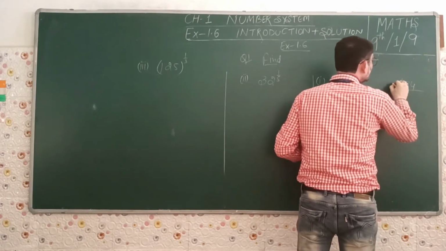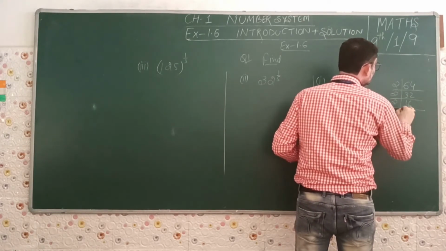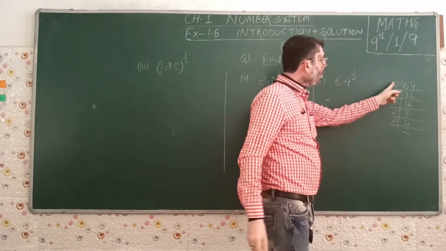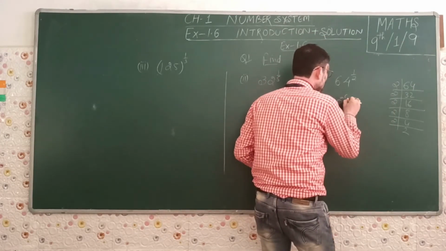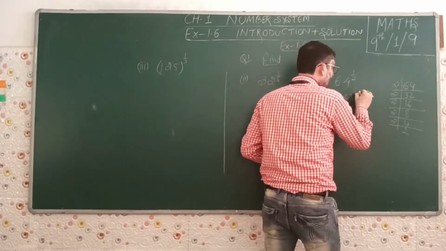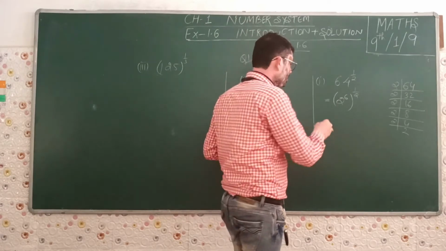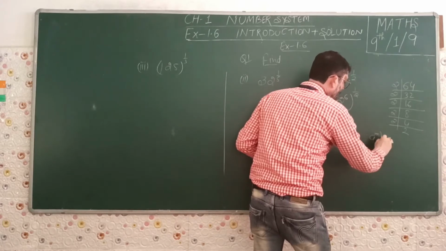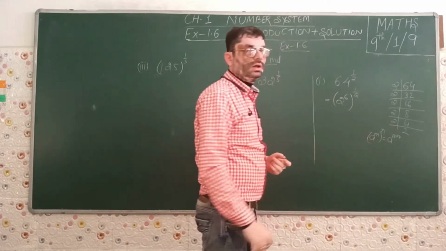This is 64. 2 32, 2 16, 2 8, 2 4, 2 and 2. So you have 1, 2, 3, 4, 5, 6. So you can write this one as 2 to the power 6. 64 can be written as 2 to the power 6, and the power is 1 by 2. Now you can apply the law of exponent: a to the power m whole to the power n is equal to a to the power mn. This is the law that you can apply.